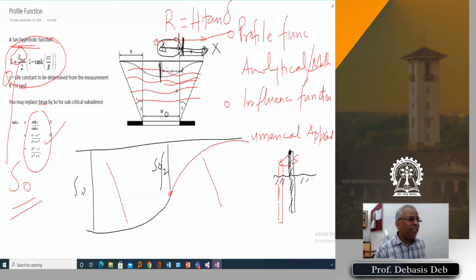So that's why this curve is perfectly giving the shape of the subsidence curve, and that's why this tanh hyperbolic function is one of the most popular functions to be used. Okay, so I will stop right here.